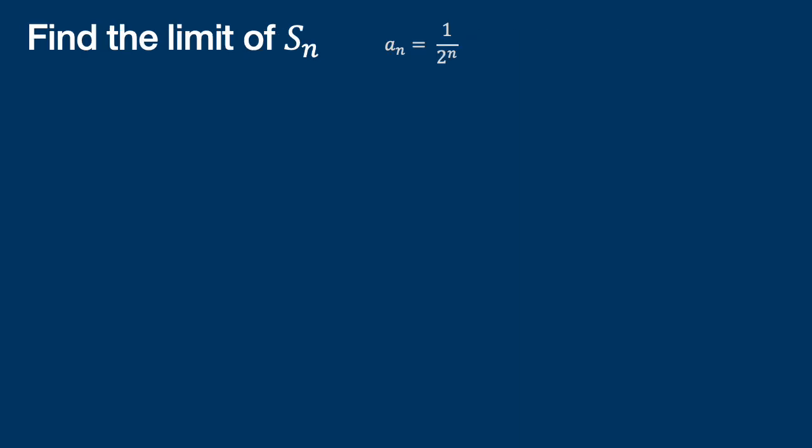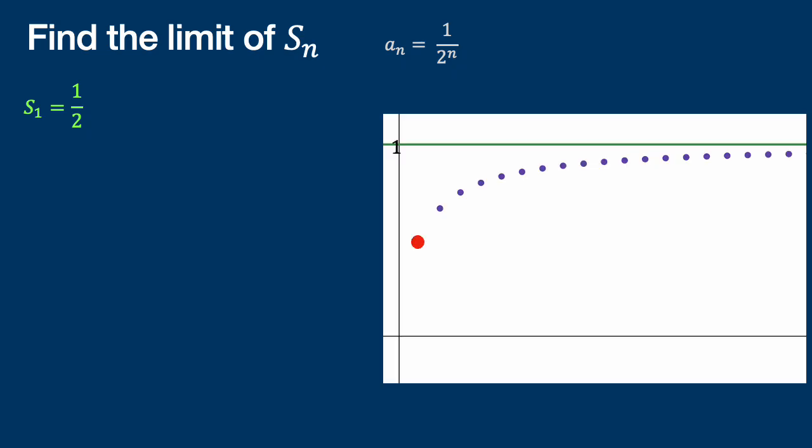Let's find the limit of partial sum. a_n is 1 over 2^n, that's the sequence. We're going to find the partial sum S_n first. S1 is 1/2. I'm going to sketch on the graph. That's S1. S2 is the first term plus the second term. You add up the first term of the sequence and the second term of the sequence.